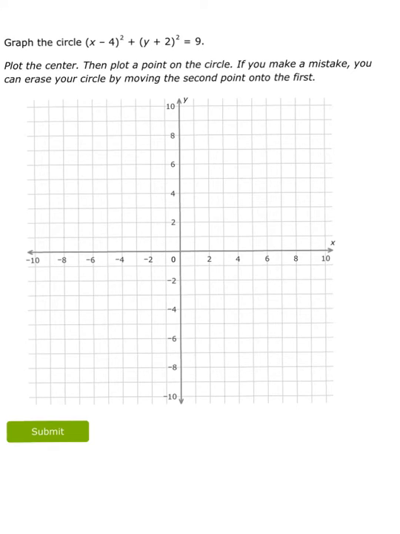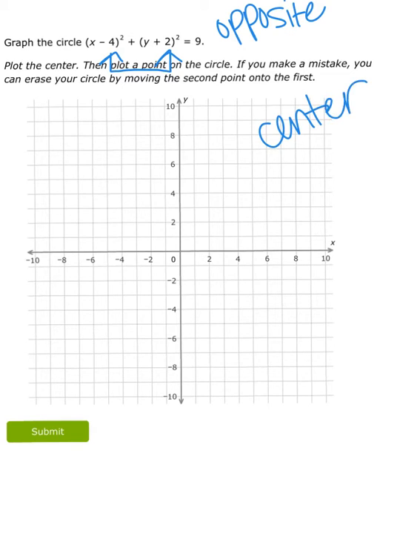For this one, we're graphing the circle (x minus 4) squared plus (y plus 2) squared equals 9. Start with your center. I know my center would be at 4 and negative 2. Remember, it's always opposite of what it looks like in your equation. So my center would be at 4, negative 2. I'll write it out at the bottom again so it's clear why it's 4, negative 2.